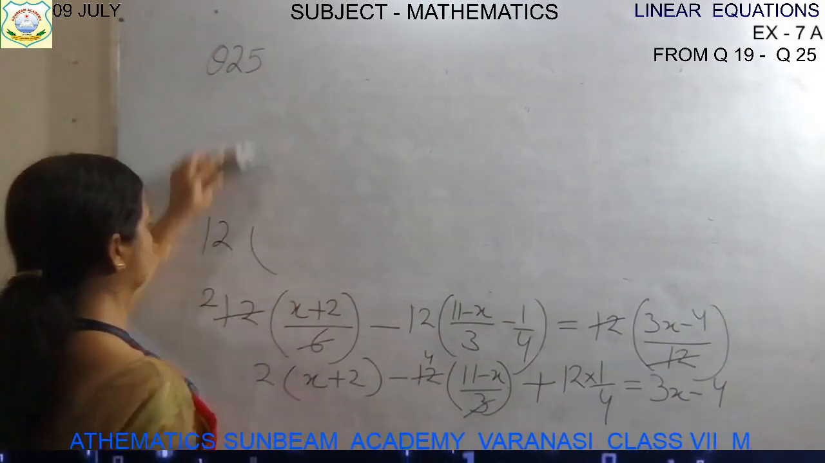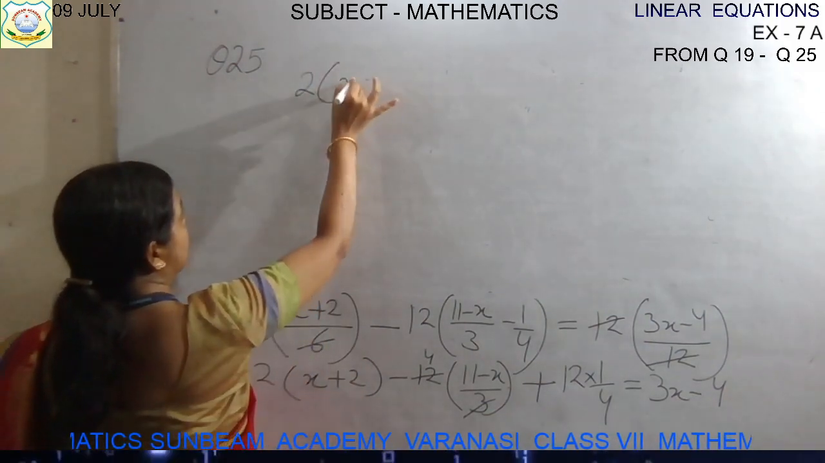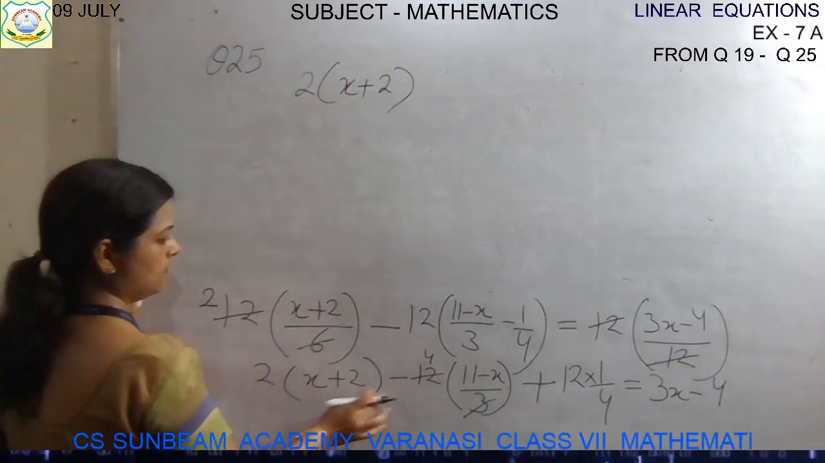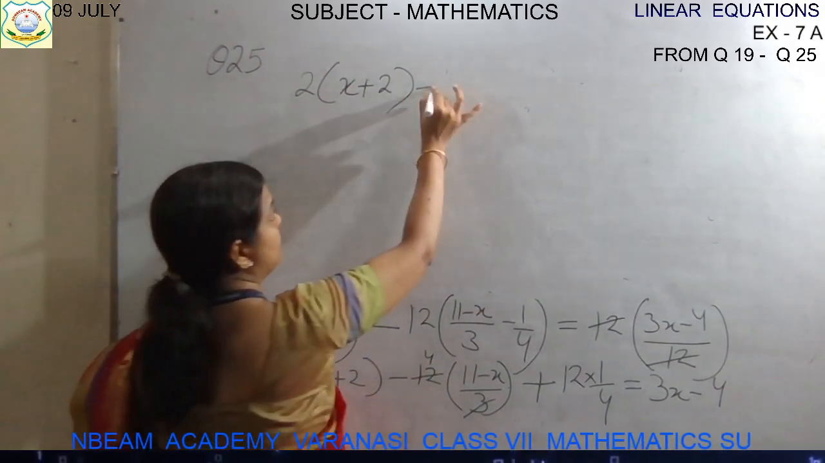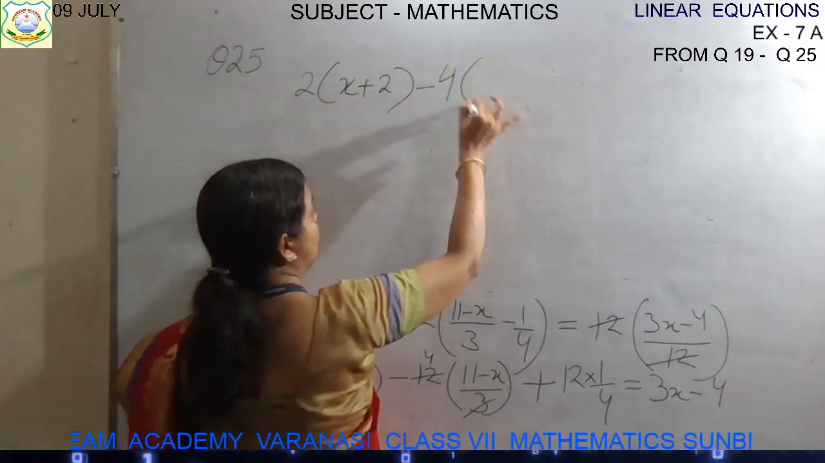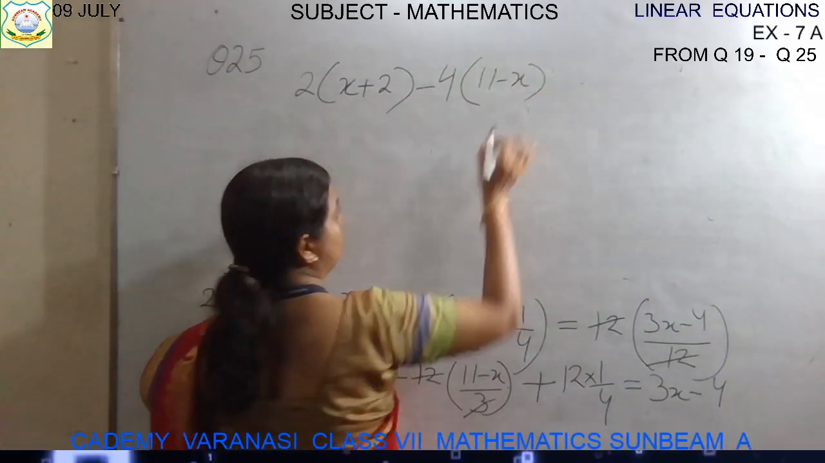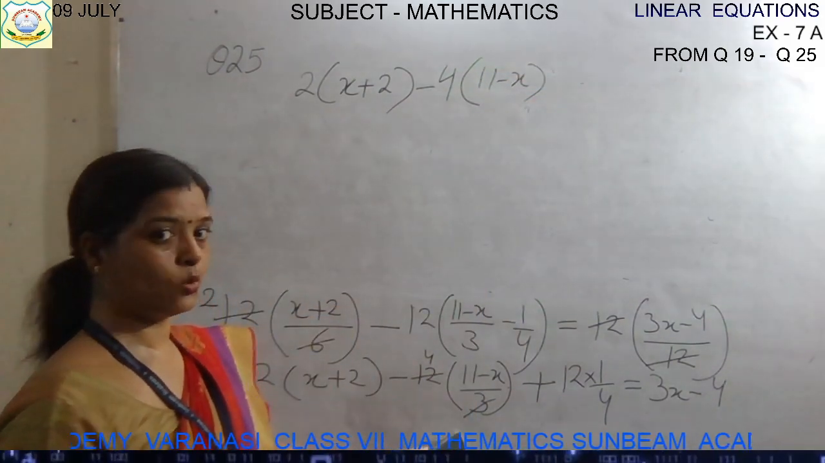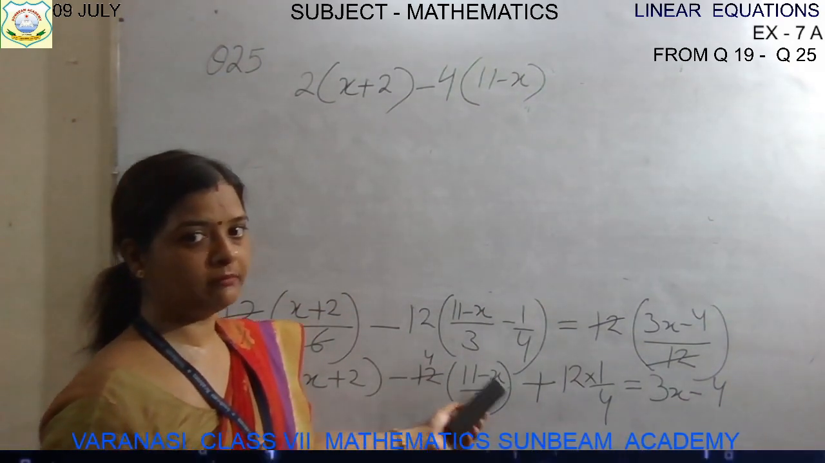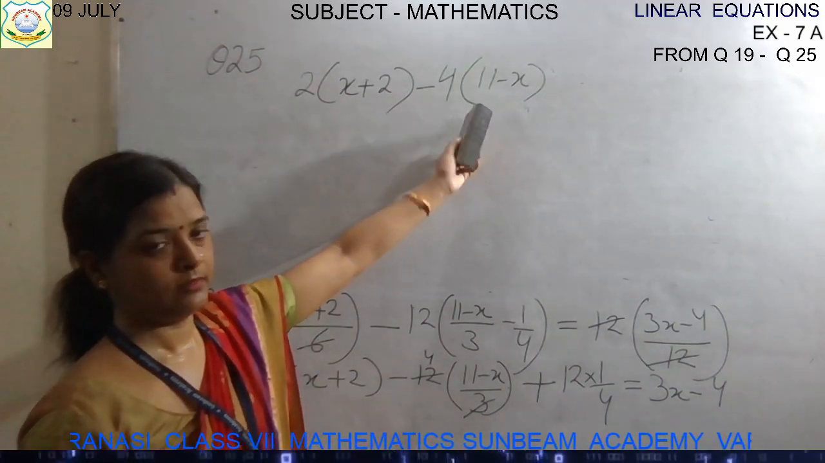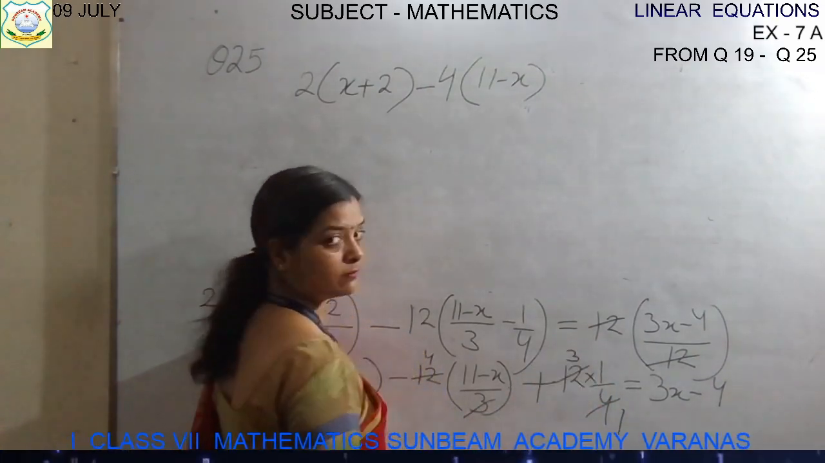What you have to write? You have to write down this one. 2 into x plus 2. I am writing, children. 2 into x plus 2 minus, what is left? 4. Minus 4. So minus 4 in a bracket 11 minus x. Is there any denominator left? No. Minus 4 outside the bracket, and then 11 minus x. Then plus 4 1s are 4 and 4 3s are 12.